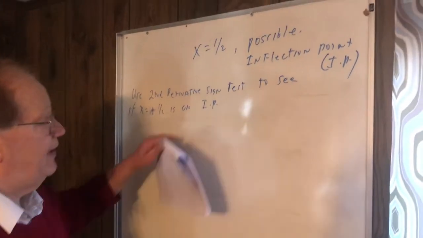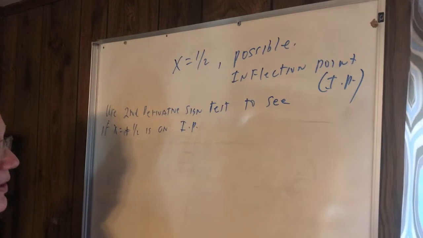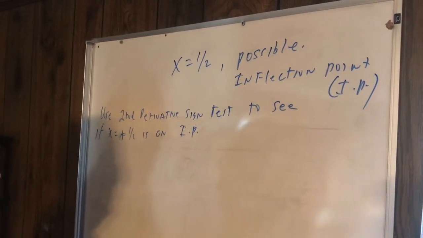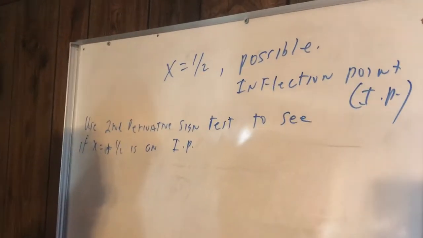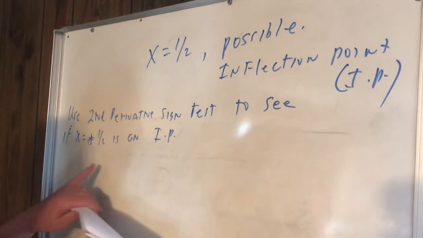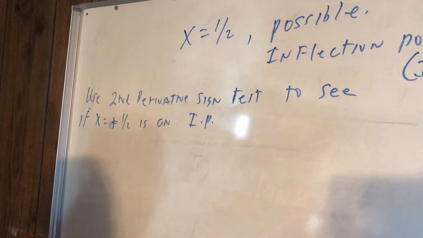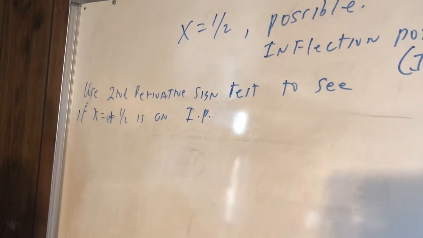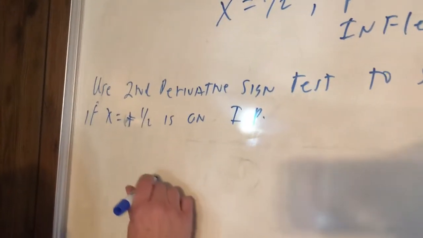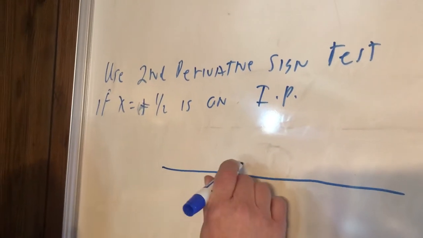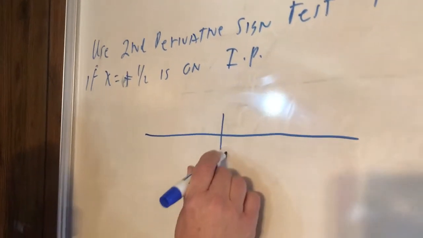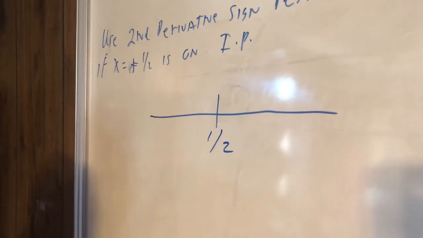Okay, now that we have x equal 1/2, that's not an inflection point yet. That's a possible inflection point. In order to find if this is an inflection point, we have to use the second derivative sign test that I taught you. It's like the first derivative sign test, but use the second derivative. And what we're testing here is the point 1/2.